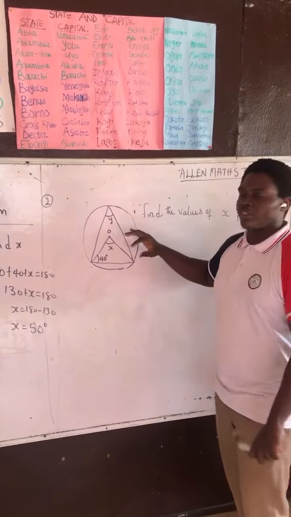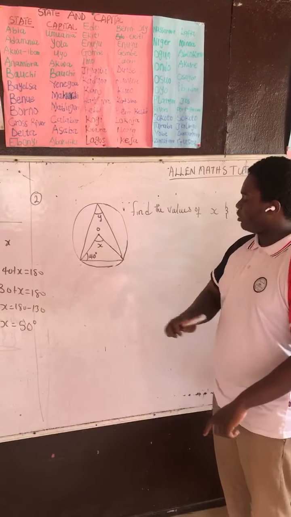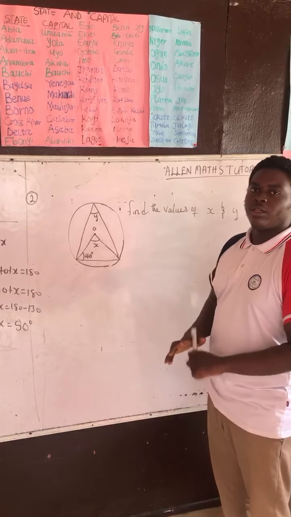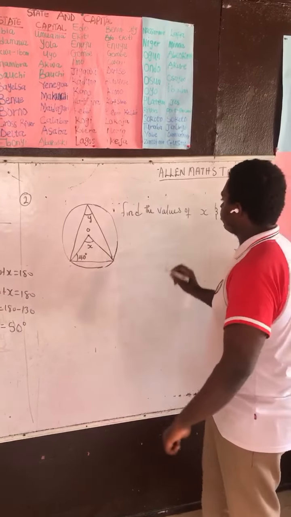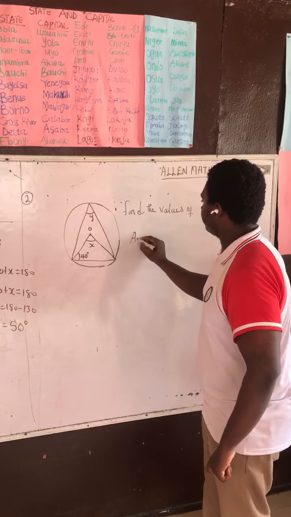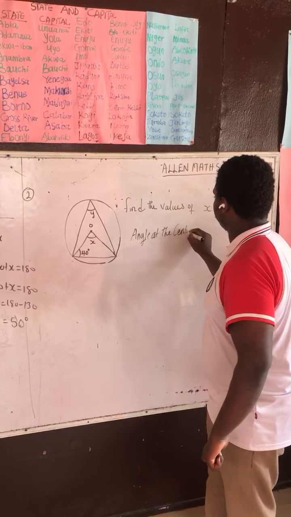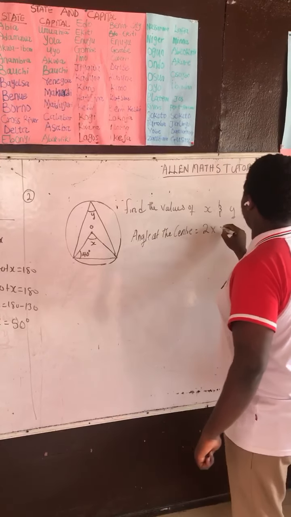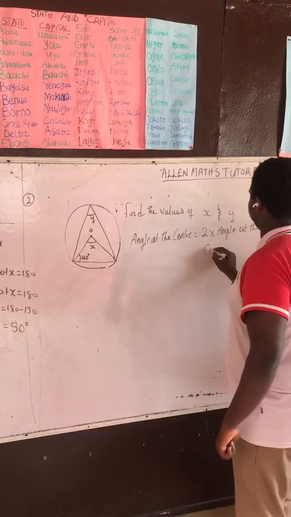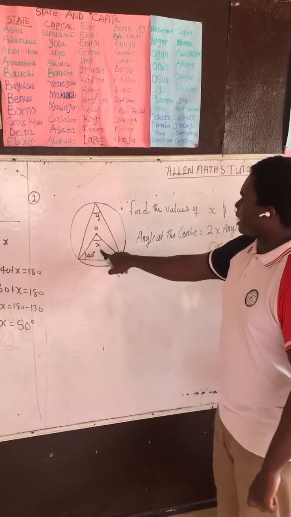Wow, this is a very interesting question. It's a mind-blowing question. You can see there are 2 triangles here. It's a bigger one and a smaller one. There's a theorem that says that angle at the center is equal to 2 times angle at the circumference.